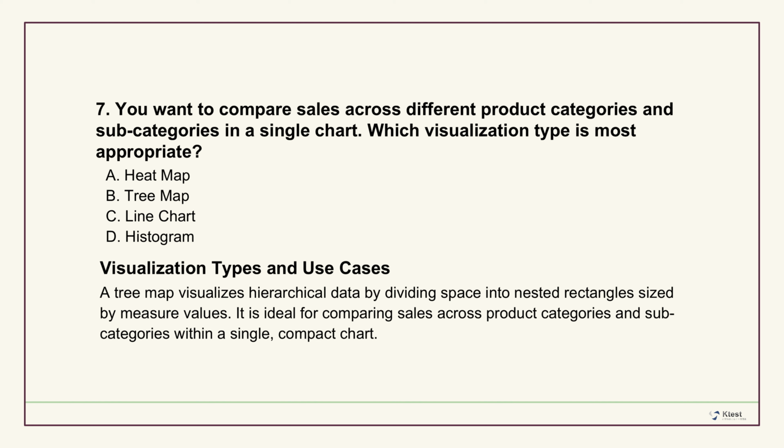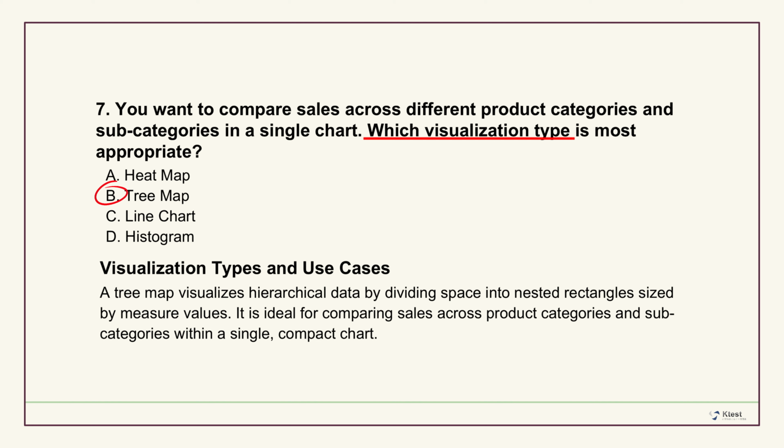Okay, visualization choice. Let's paint the scenario. I want to compare sales across different product categories and their subcategories all in one chart. I need to see the hierarchy and how much each part contributes. What chart type is best? Okay, for that kind of hierarchical comparison where you also want to see the proportion of the whole, a tree map is usually the best choice.